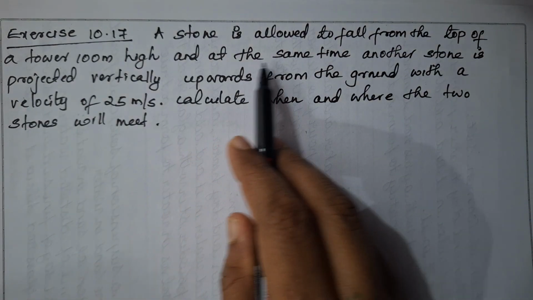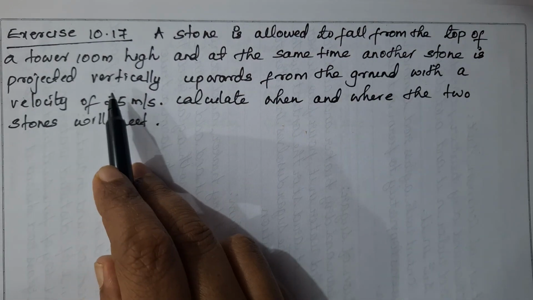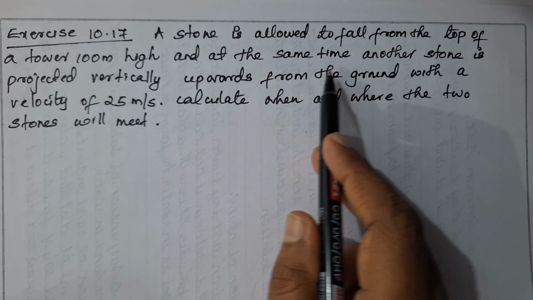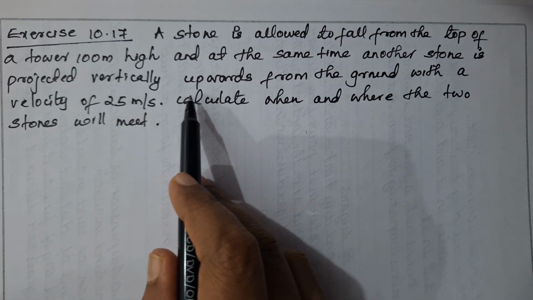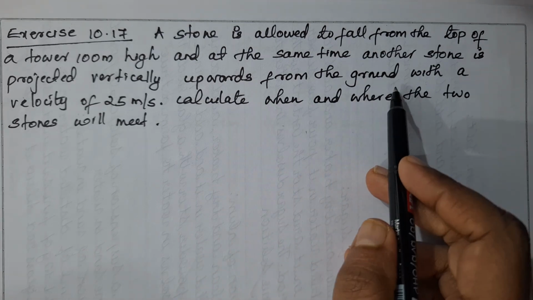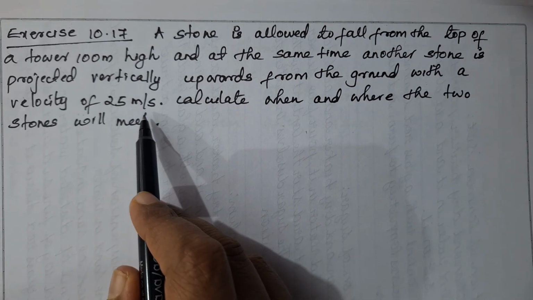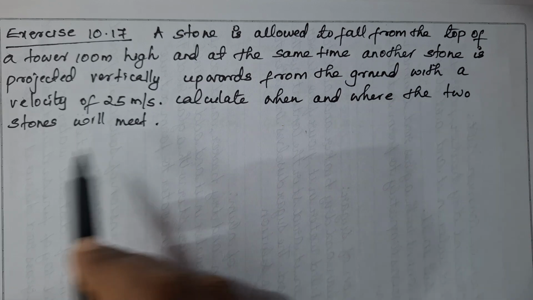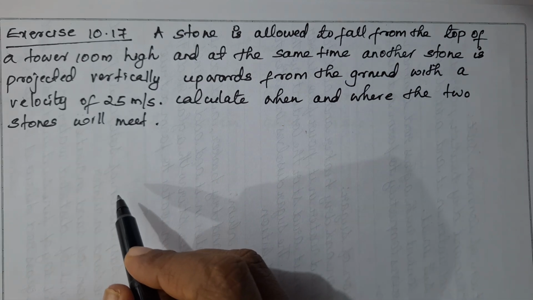A stone is allowed to fall from the top of a tower 100 meter high, and at the same time another stone is projected vertically upwards from the ground with a velocity of 25 meter per second. Calculate when and where the two stones will meet.